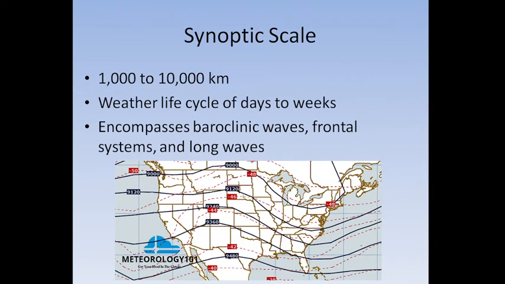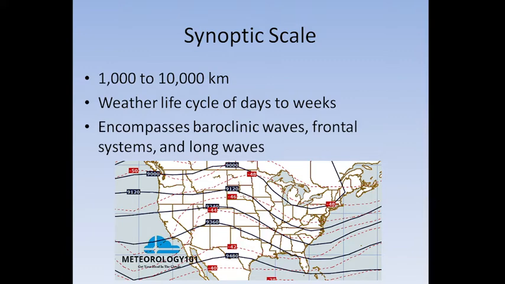Synoptic scale is 1,000 to 10,000 kilometers. Weather life cycles are days to weeks. So you can pretty much say, okay, it takes a few days for a frontal system to move across the United States. So now you're on the synoptic scale. It encompasses baroclinic waves, frontal systems, and long waves.